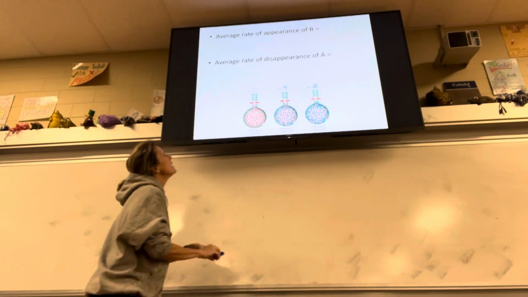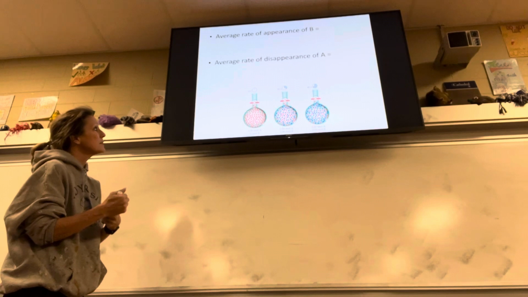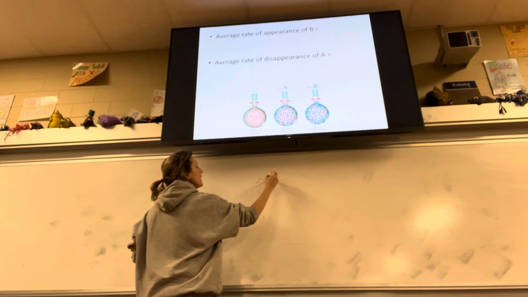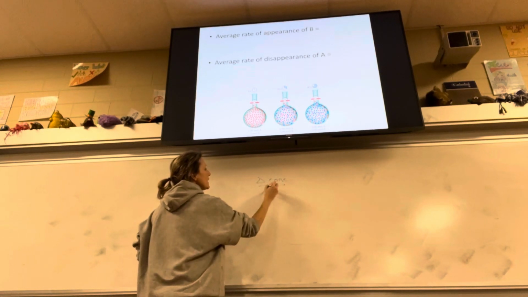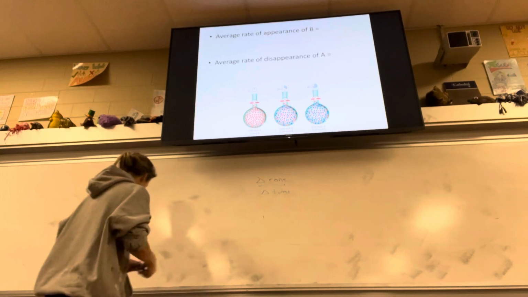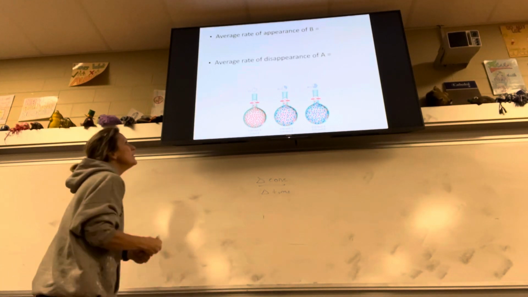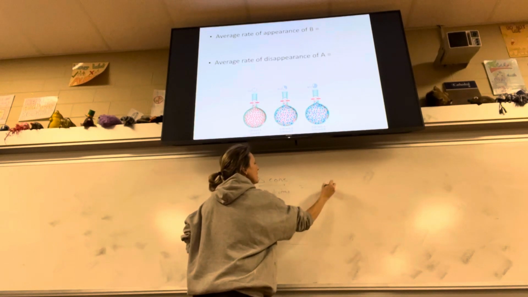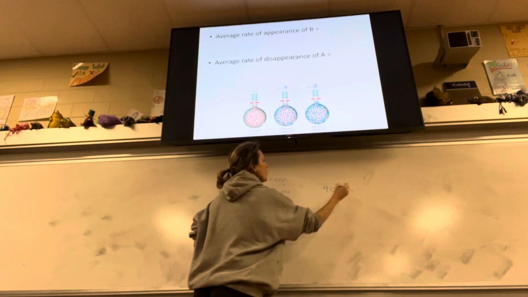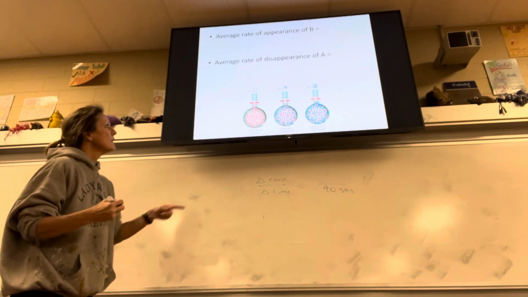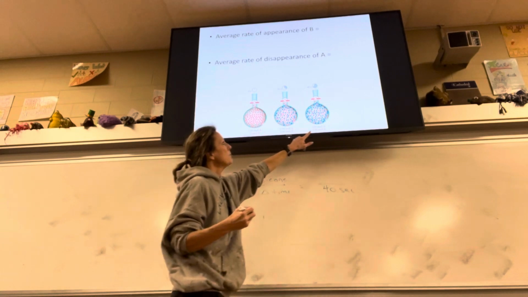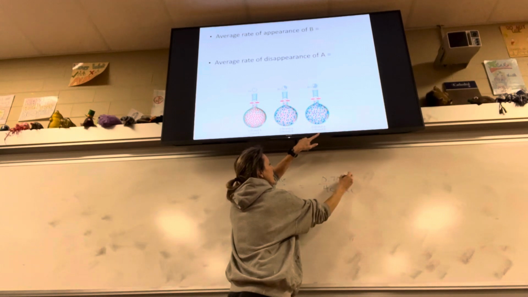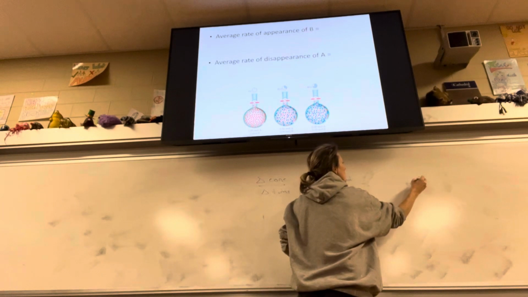If we look at the overall appearance of B, we're going to take the change in concentration over the change in time. If we want to do the full 40 seconds, the total time is 40 seconds, and for B we're going from 0 to 0.7. In this case it's moles, so we just use that total amount, and our answer is going to be in moles per second.